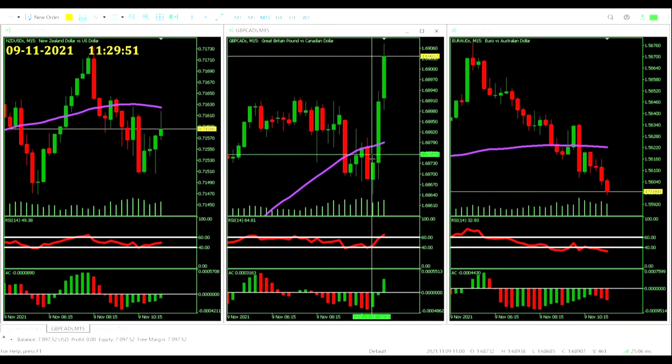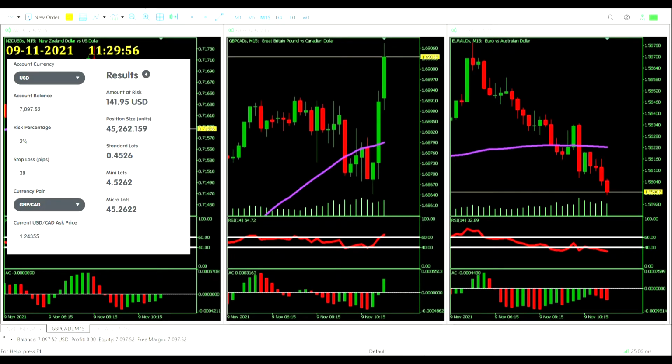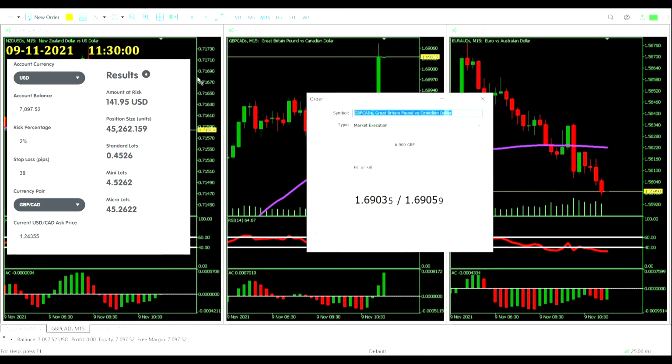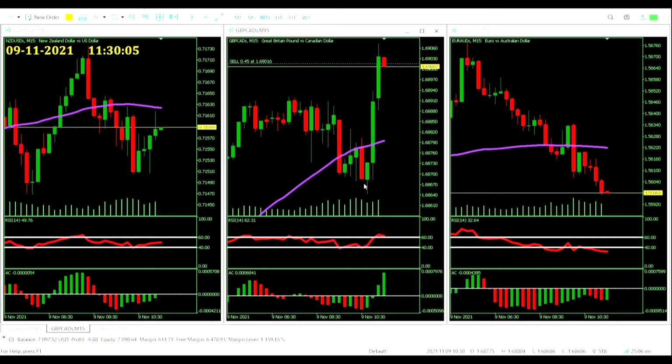10 seconds. Let's measure out our risk. We're going to be getting into this one. Looking at about 39 pips there to the stop loss. So you can see how our risk is calculated on screen now. And we're going to be entering a sell trade on the pound Canadian.